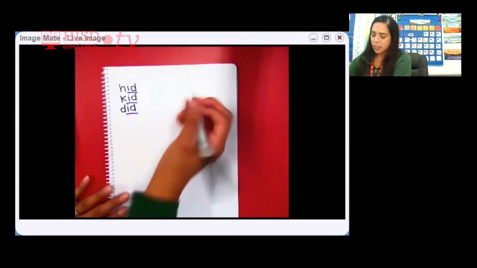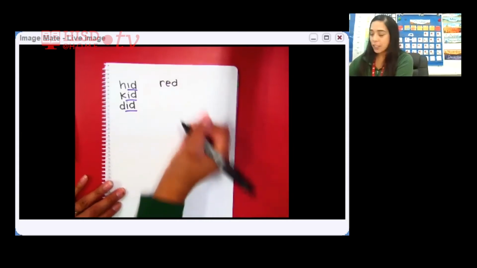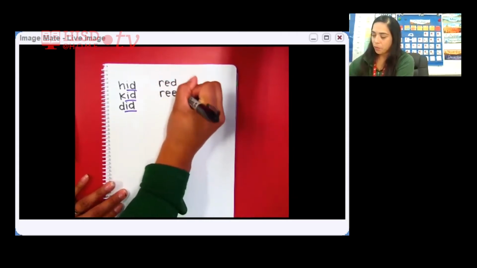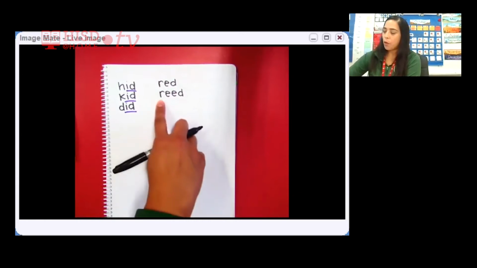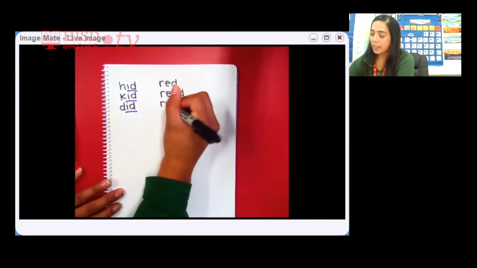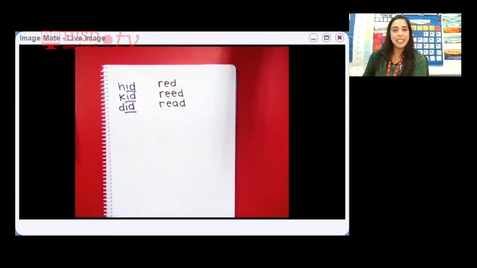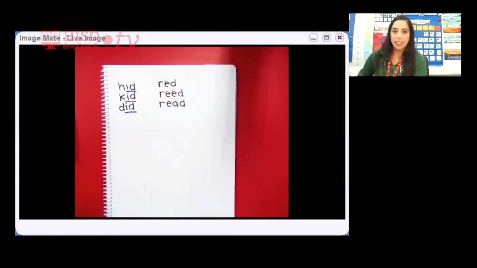Let's try this. Red and read. Okay. Red and read. And here, this is two ways how to spell read. All right, this read has an ED at the end. This has red, ED.